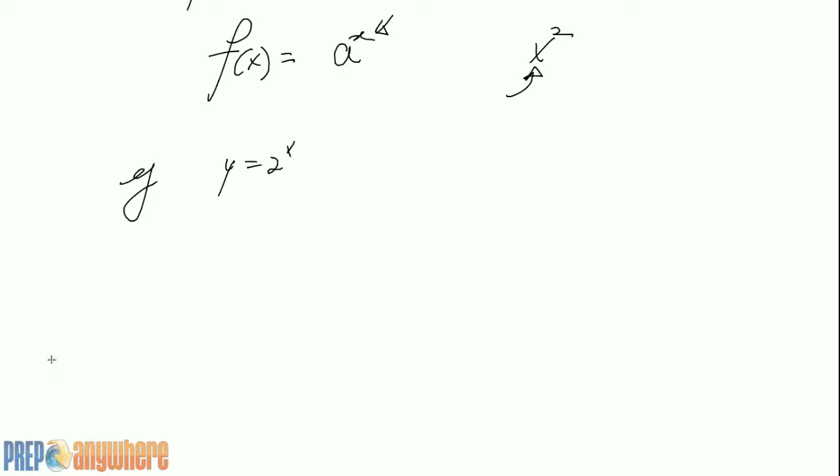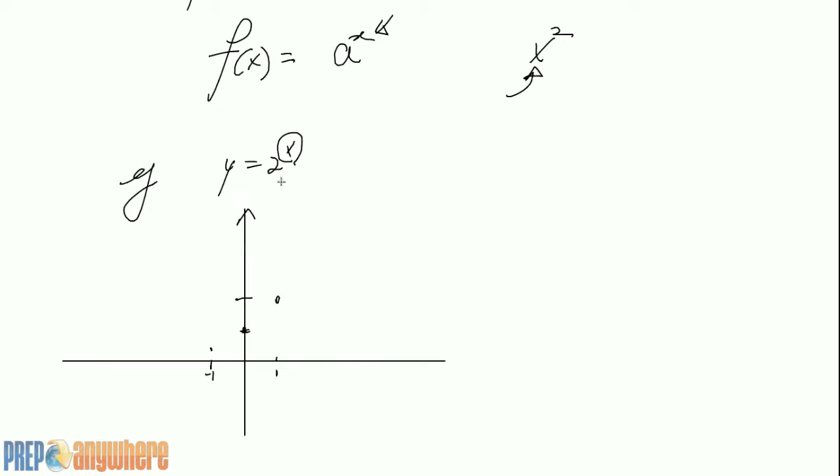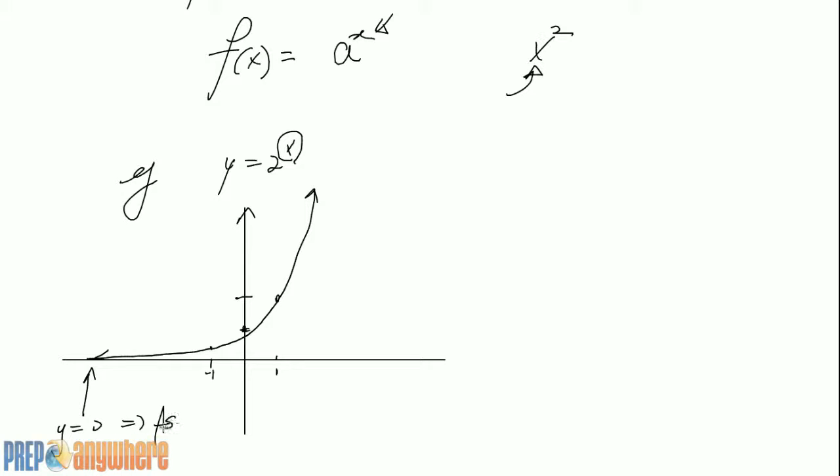Do you guys know what this looks like? Yes. Let's map it. X equals 0 gives you 1. X equals 1 gives you 2, right? Negative 1 gives you half. But no matter how big of a negative number you put in here, it's going to be greater than 0, right? So what happens is this, like that. So that line right there, which is y is equal to 0, this is an asymptote.